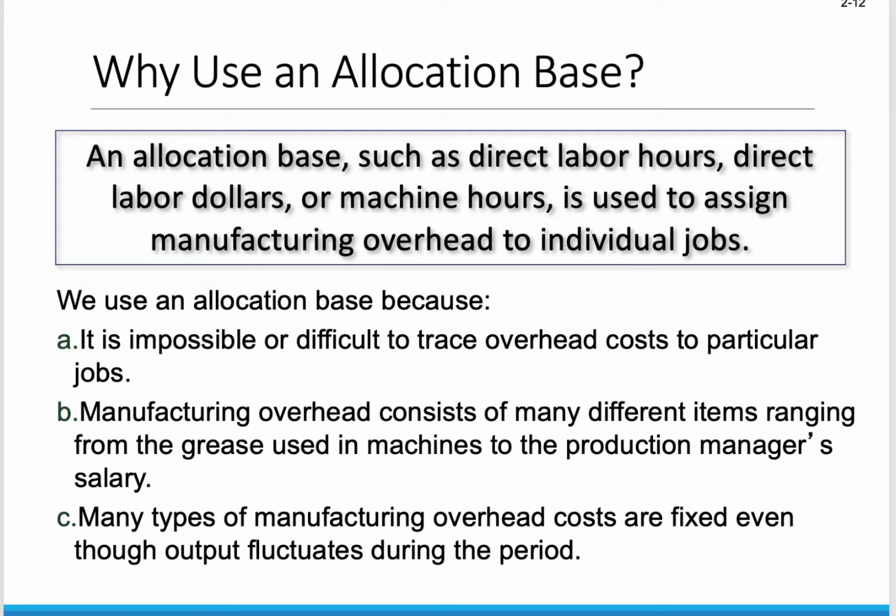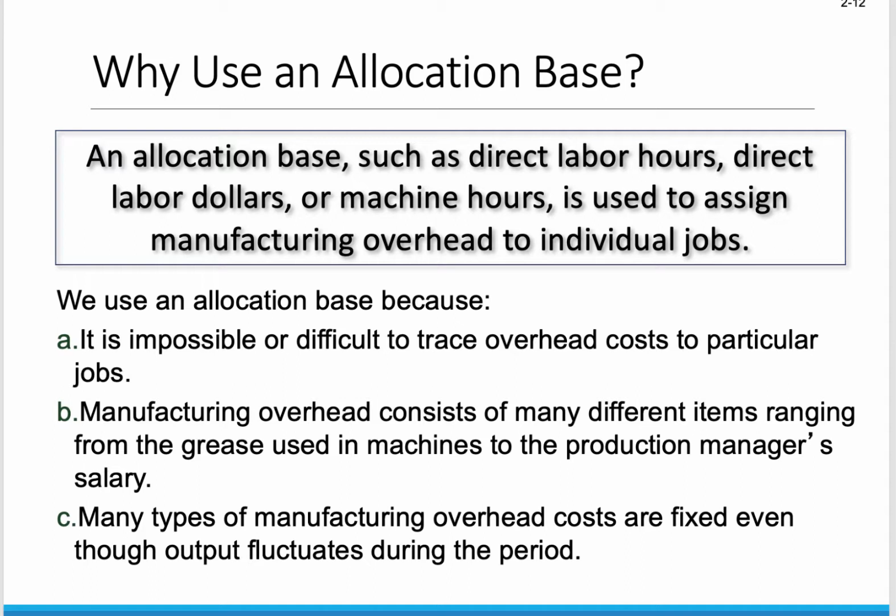So remember, we have a number of different overhead costs that are not easily traceable, and these overhead costs are going to fluctuate over time. Why? Because some of these manufacturing overhead costs can either be variable or fixed, so they're going to have different elements of behavior. A lot of these costs are going to be fixed and they're going to fluctuate from period to period. Keep that in mind. That's really why we use an allocation base.